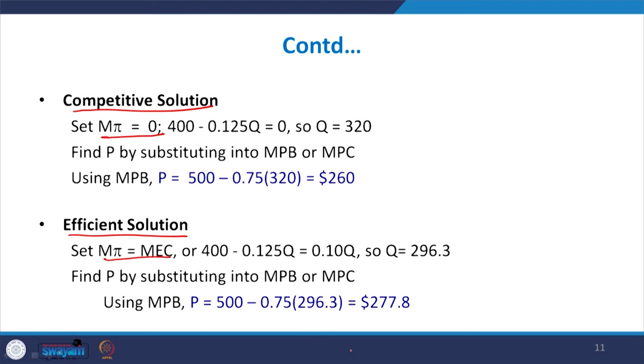So, when you equate marginal profit to 0, you will get a Q value of 320, and the market price that is determined by the interaction of supply and demand is $260. And when you equate marginal profit to marginal external cost, then you will get 296 tons of output produced and the market price is 277.8. So, in conclusion you can say that when marginal external cost is taken into consideration, then the level of output will be lower and the price will be higher, and that will help to generate welfare in the society.